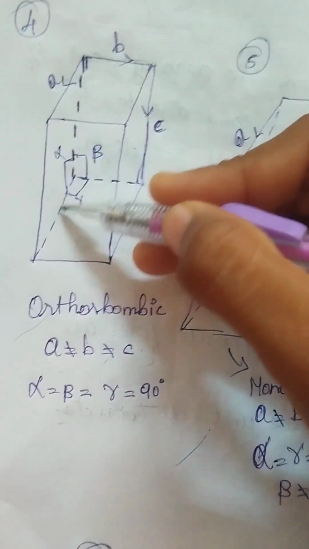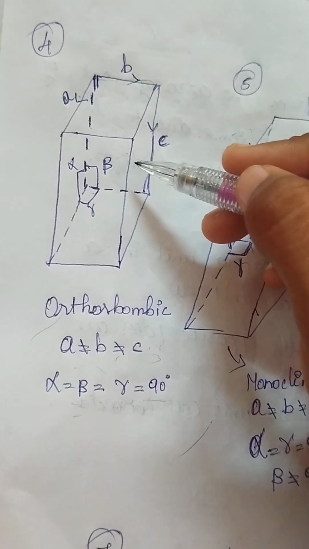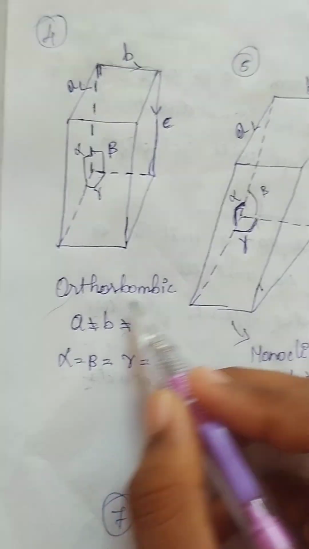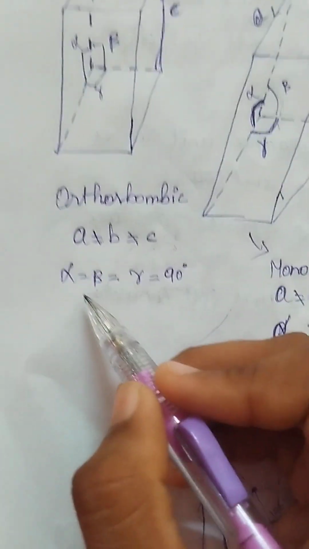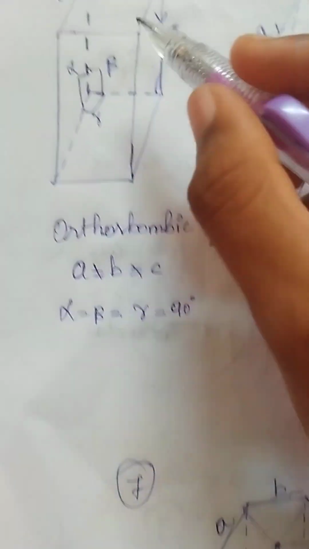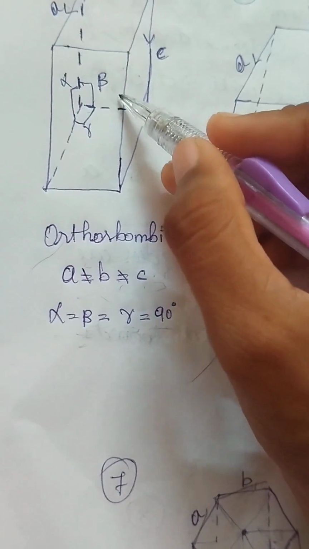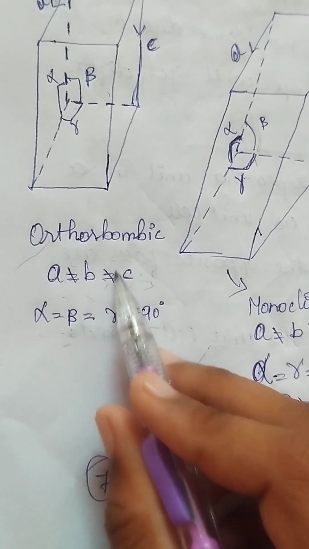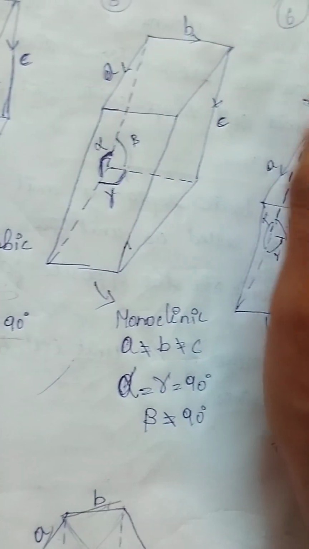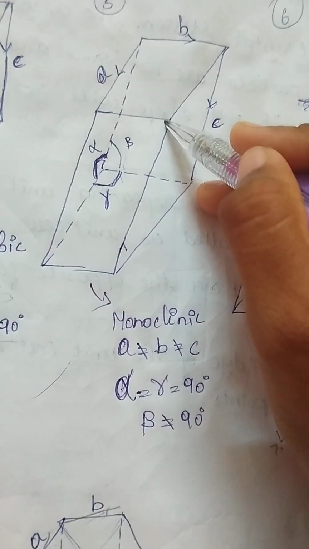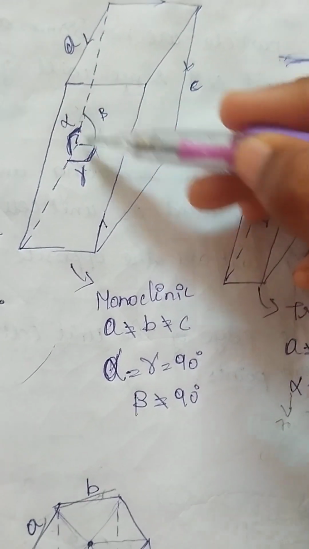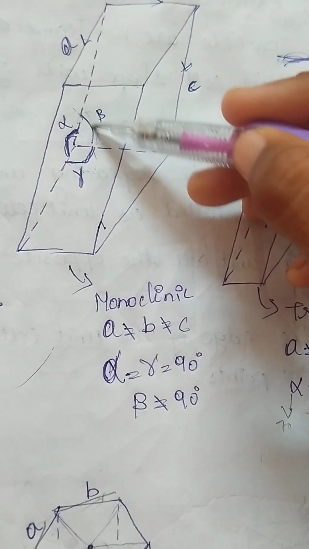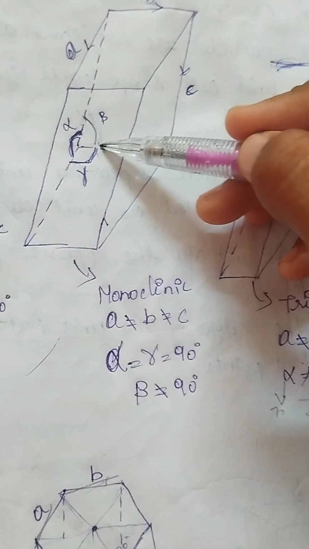Now we are going to see the orthorhombic. In orthorhombic, the three edge lengths don't equal each other: A, B, C are not equal. And alpha, beta, gamma, all three angles are 90 degrees only. This is the orthorhombic. And monoclinic, the three edge lengths are not equal here also. In monoclinic, alpha and gamma are 90 degrees, but beta doesn't equal 90 degrees.